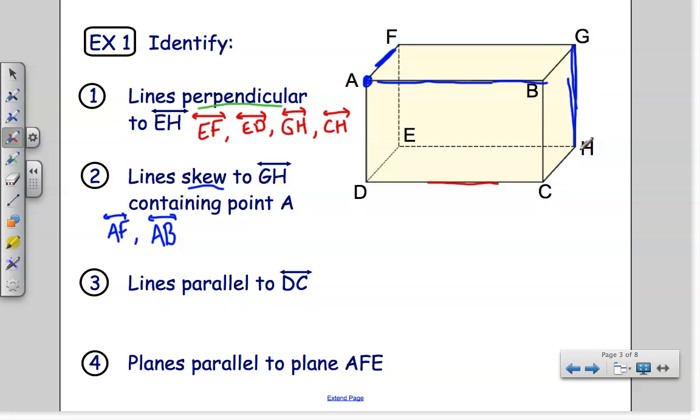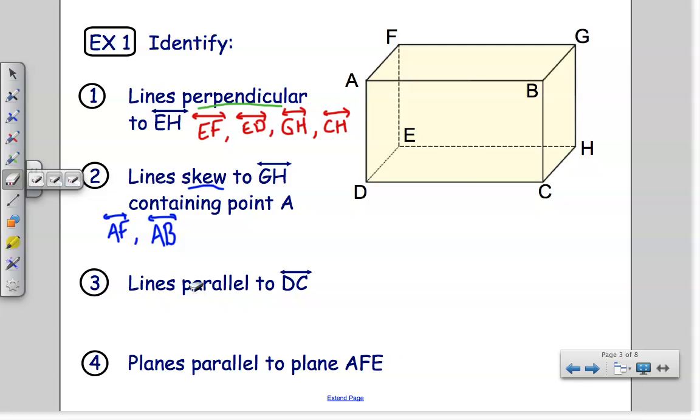EH is at a right angle, this is at a right angle, this is parallel, at a right angle, at a right angle. Parallel, parallel. What about this line here? Also skew. This would go on forever, this would go on forever, never intersect. So those would be the additional ones we'd name if we didn't have the restriction of containing point A.